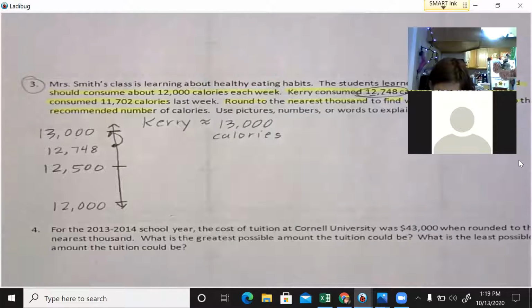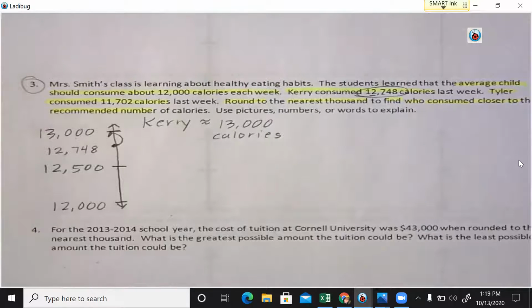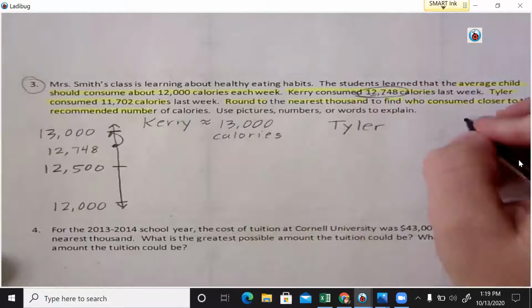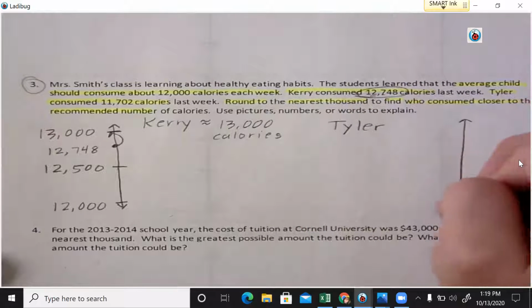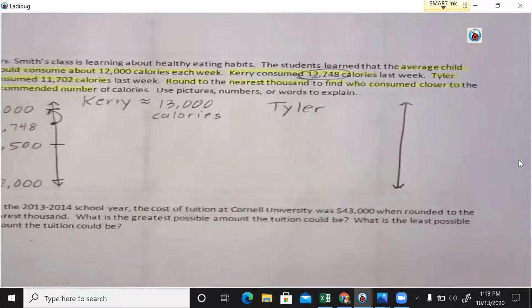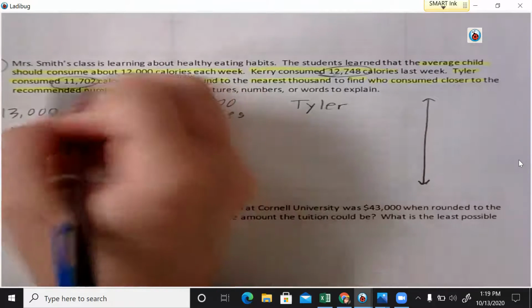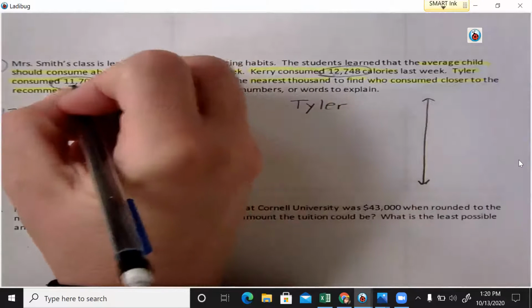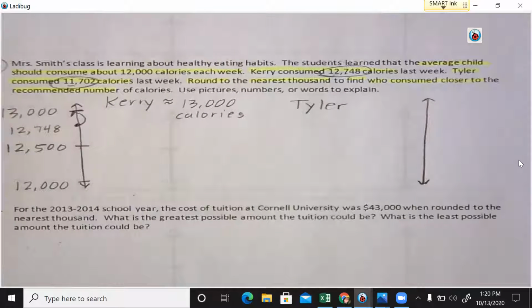Okay, now we're going to move on to Tyler. We're going to write Tyler's name. We're going to draw another number line. So now we're going to focus on this number, 11,702. Which of those digits is in the thousands place? Right here, our second one is in the thousands place.